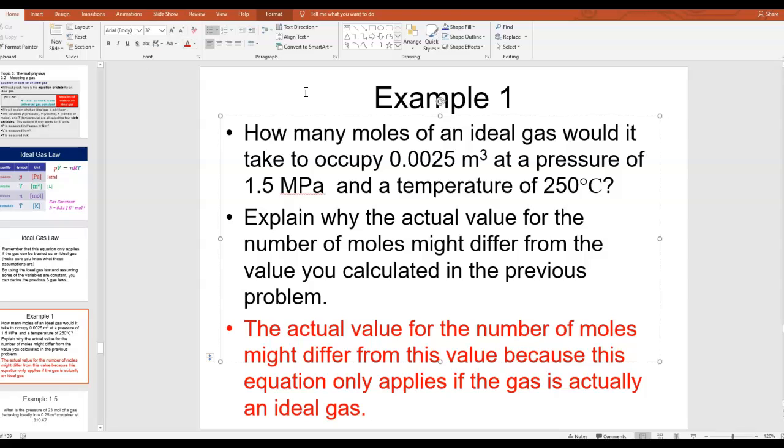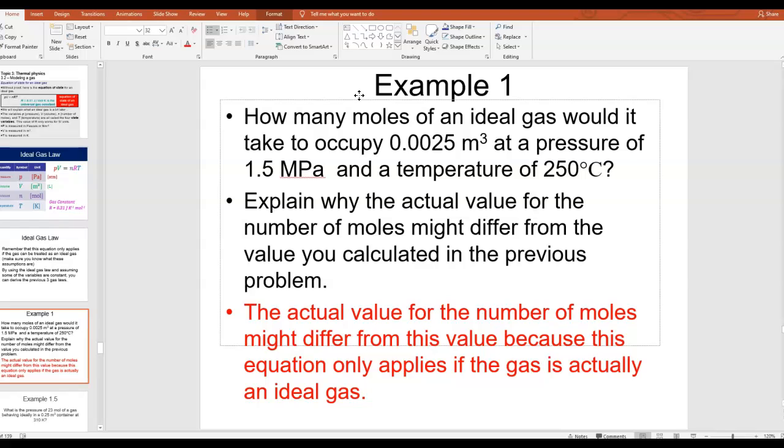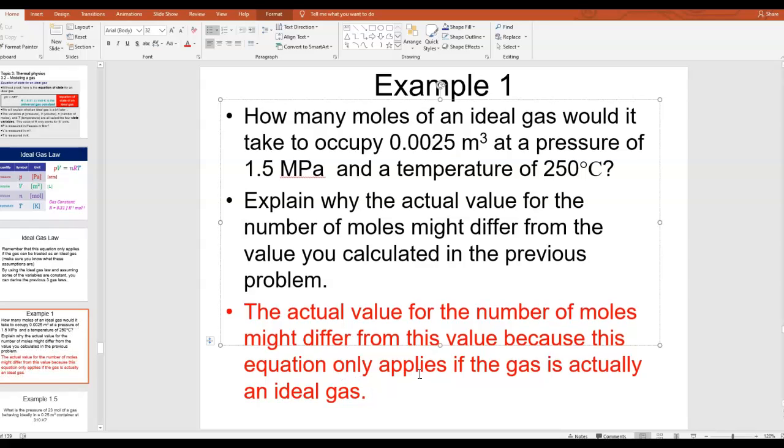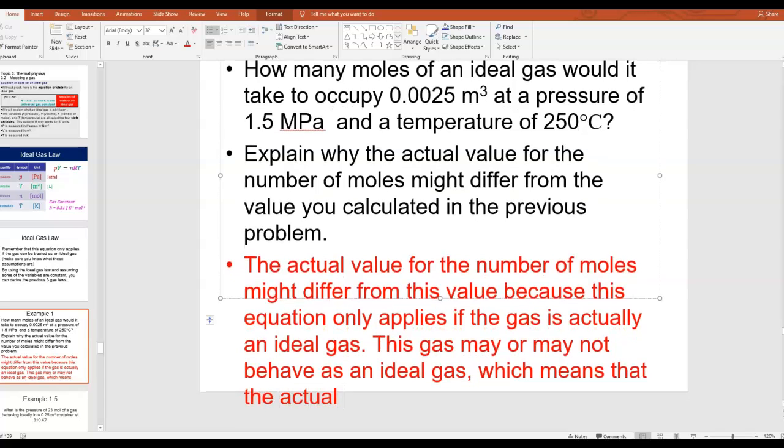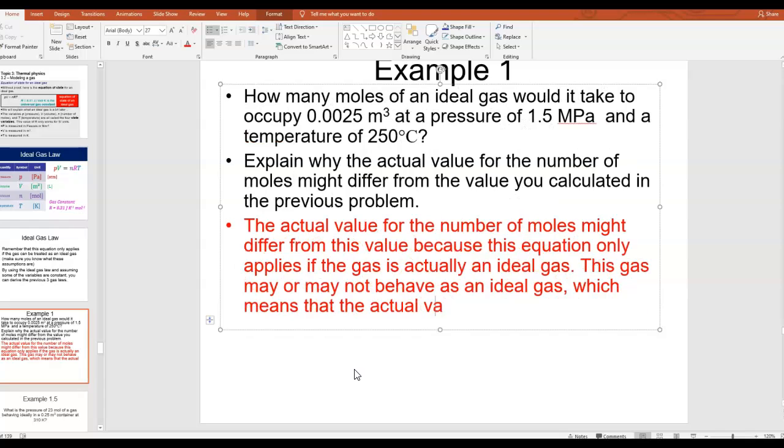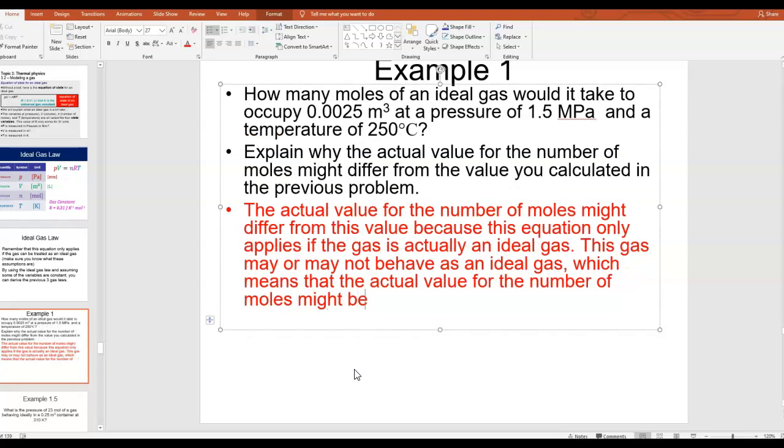Now, you might think that is a good enough answer, but that does not fully answer the question. I need to go one step further and ask, does that answer the question? Why might the actual value for the number of moles differ from the value we calculated? Well, this equation only applies if the gas is actually an ideal gas. So what? Well, let me think how I want to word this. This gas may or may not behave as an ideal gas, which means that the actual value for the number of moles might be different from this value. Okay, or something like that.